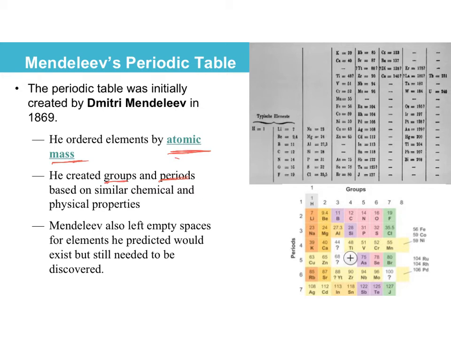We use similar trends in our current periodic table. He actually got really close to getting the organization down, especially to the point where he was able to leave empty spots. He was able to predict where future elements would be discovered, and he was right.